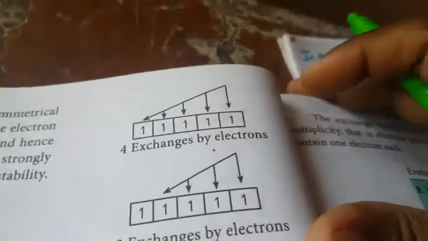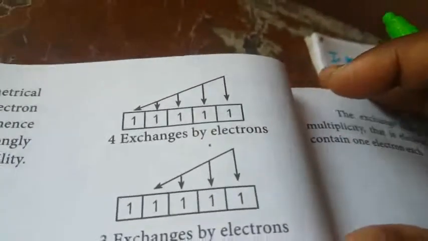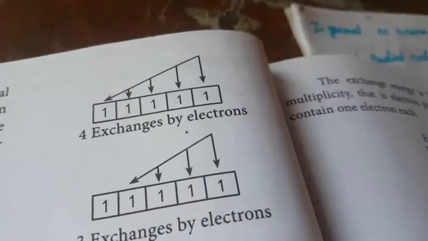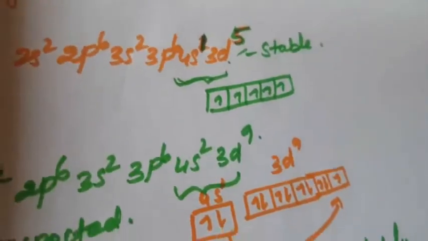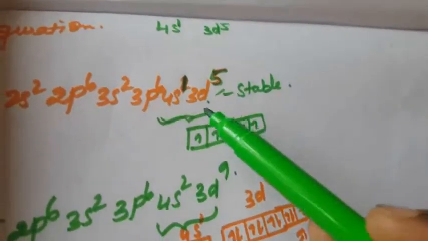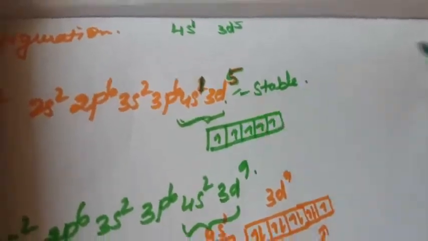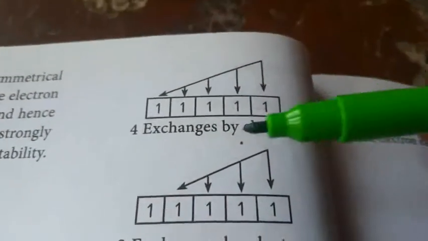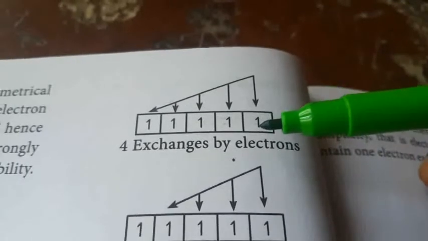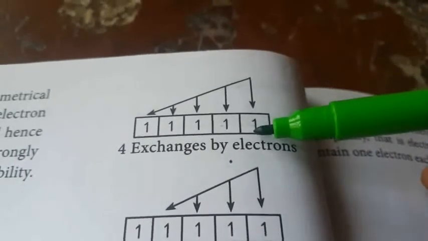So the exchange energy due to symmetrical distribution. How to calculate the exchange energy? Exchange of electrons, how to understand this concept? To understand the concept, take chromium. Chromium outermost electronic configuration is 4s1 3d5. In the d orbital, how many electrons are there? 5 electrons. So see, this is the 5 electrons, d orbital 5 electrons. Now I am taking this orbital. This one orbital is not changing.